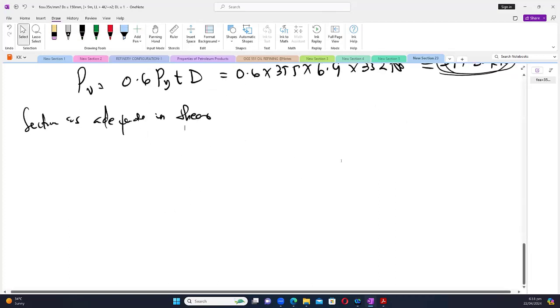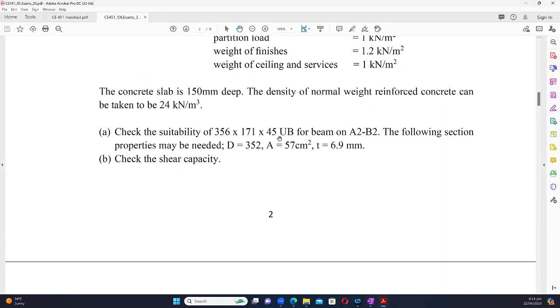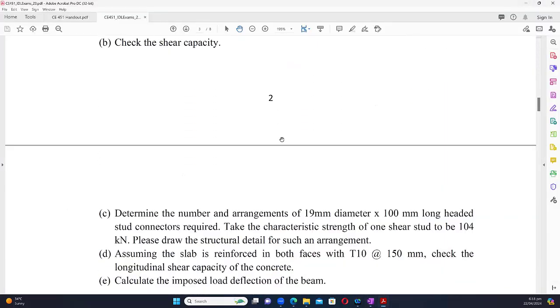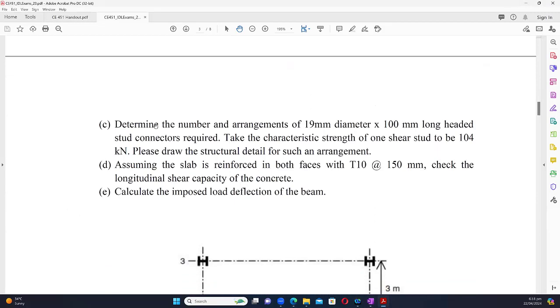Then go to the next one. It says: determine the number and arrangement of 90mm diameter by 100mm long headed stud connectors required. So I want you to tell me the number of studs I need, and also the arrangement, how you arrange it. We are asked to take the characteristic strength of one shear stud as 104 kilonewtons. So please draw the structural details for such an arrangement.